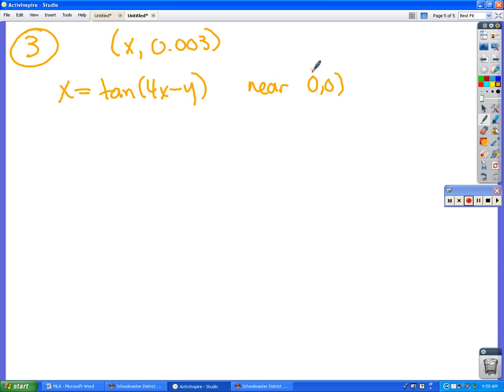Okay, use tangent line approximation to estimate the x value at a point of (x, 0.003) on the curve, and so on. We have to take the derivative. I think we could read. Tangent line. Okay, so what do we got going here? Take the derivative.